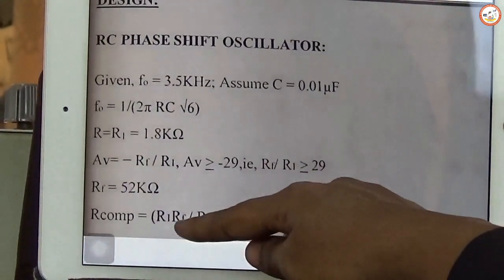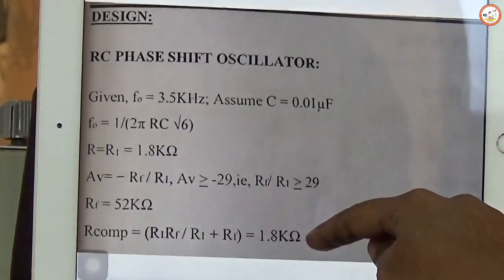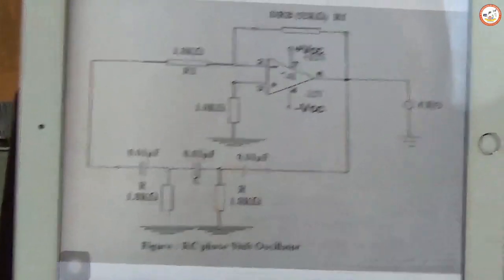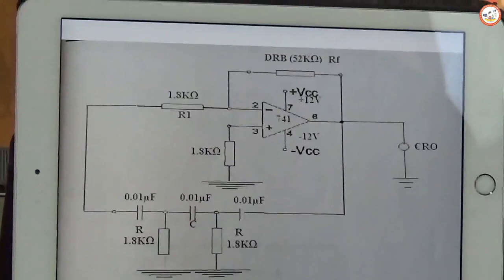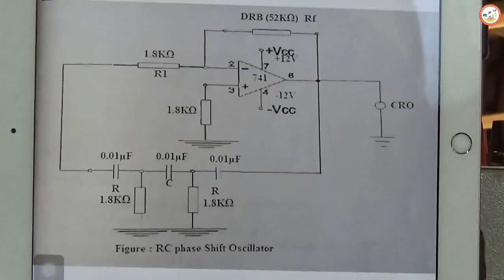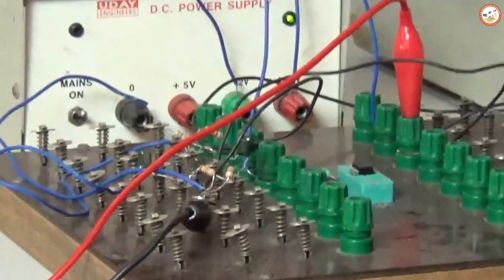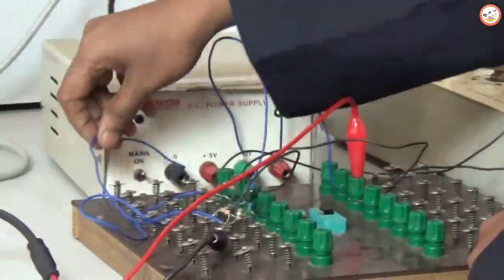The value is chosen as the parallel combination of R1 and RF, which will result in 1.8 kilo ohms. So with that, we have designed the values of resistors and capacitors along with the feedback resistor and input resistor. The same values will be used to rig up the circuit as it is. First, give the power supply plus or minus 12 volts along with the ground.